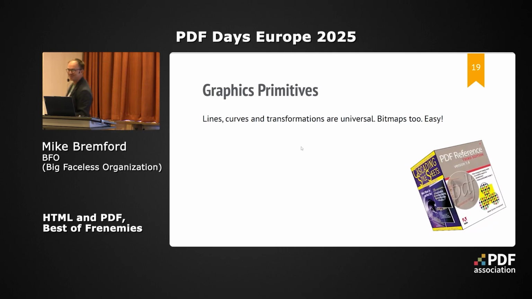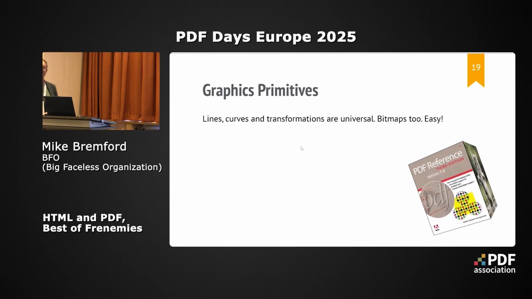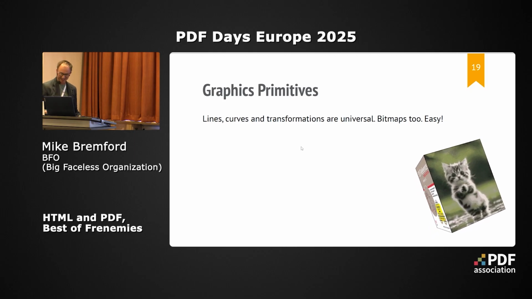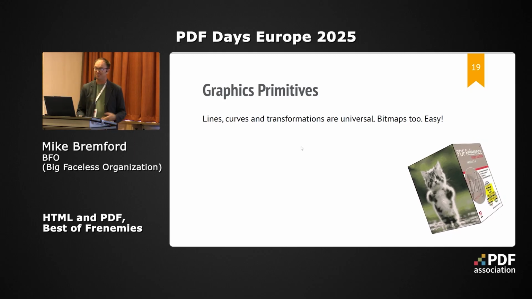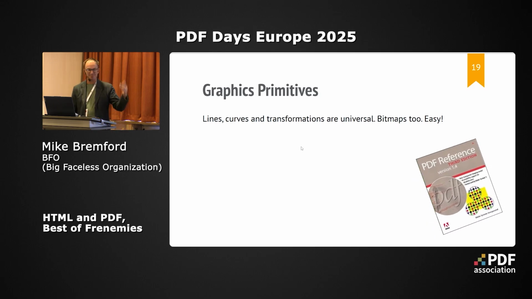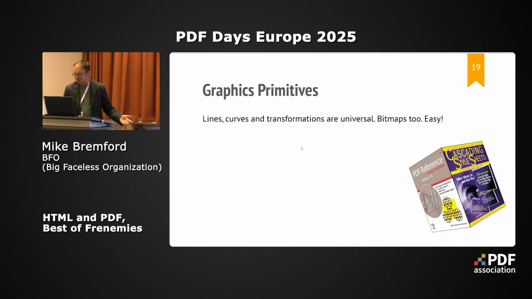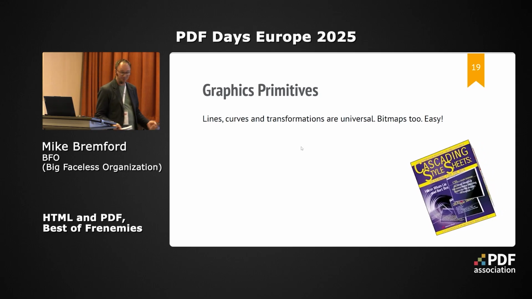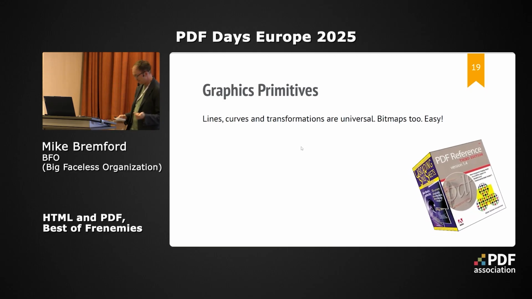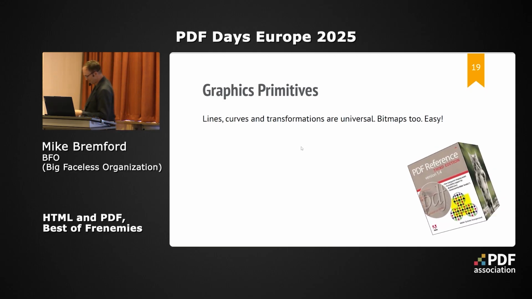Linear and Bezier gradients are universal. Raster images too, after you decompress them. And these are all placed on the page with an affine transformation. Everybody's favorite 3x3 matrix. These concepts are universal. They apply in SVG, in PDF, and in most graphics systems as well.